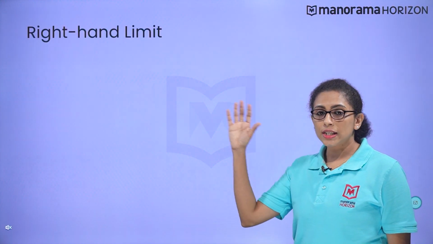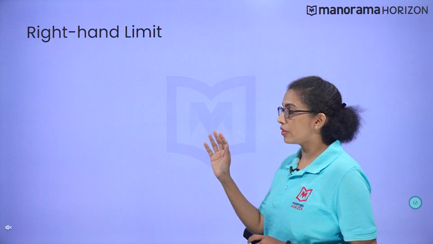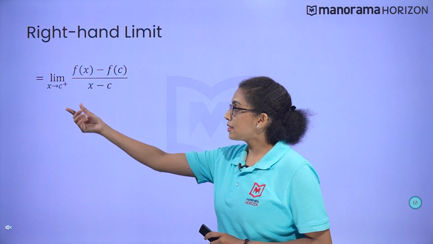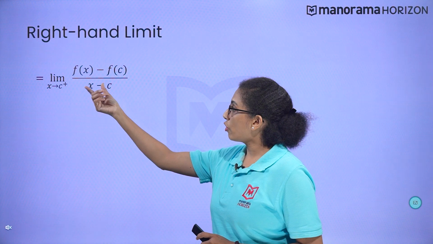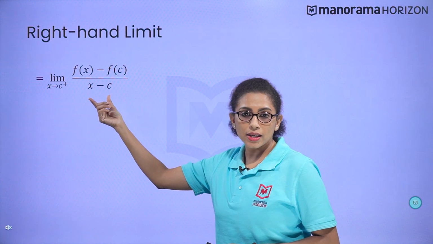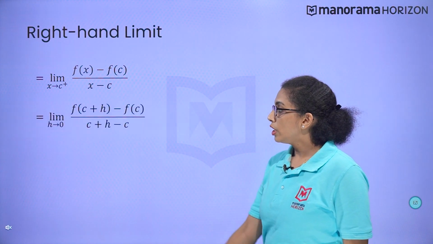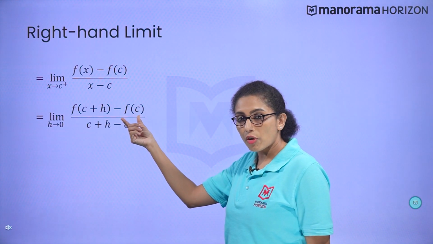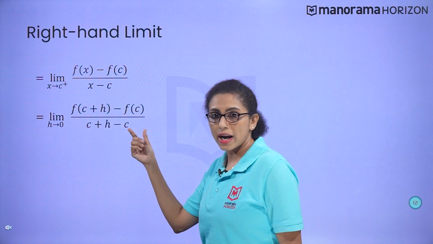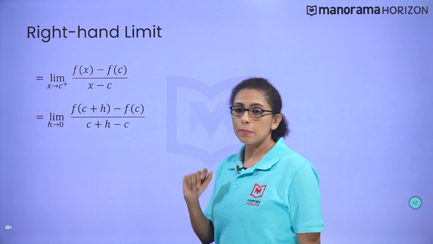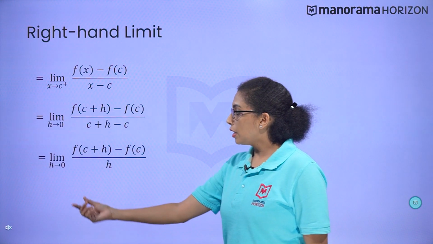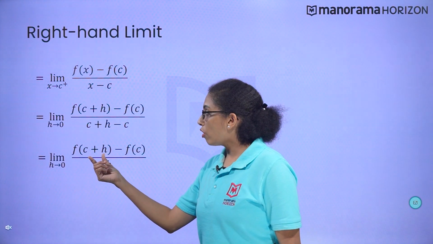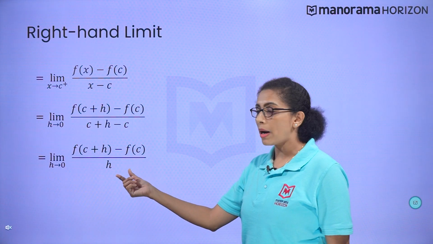Now coming to the right-hand limit of a function at a point x equal to c plus h, as h tends to 0. It is given as limit x tends to c plus, f of x minus f of c by x minus c, which is equal to limit h tends to 0, f of c plus h minus f of c by c plus h minus c. Substituting here x by c plus h, which is again equal to limit h tends to 0, f of c plus h minus f of c by h.